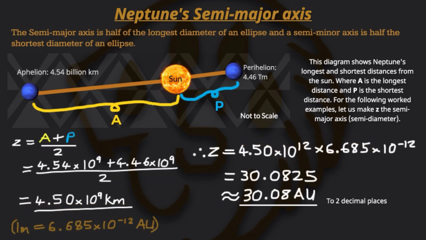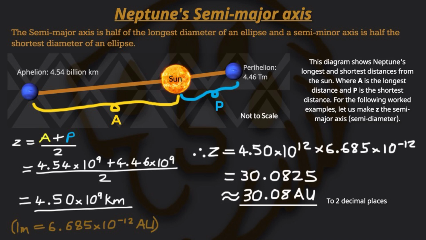Okay, so let's look at the formula so that we confirm our answer. We say our semi-major axis z is equal to a plus p, which is the aphelion plus the perihelion, divided by 2. And that's where we then say 4.54 times 10 to the power of 9, which is 4.54 billion kilometers. That's how it is expressed in terms of indices. Then plus 4.46 by 10 to the power of 9, which is in terameters there because of the space in the diagram, but it's basically the same thing, divided by 2. And then you get your 4.50 by 10 to the power of 9 kilometers, which is what we got previously.